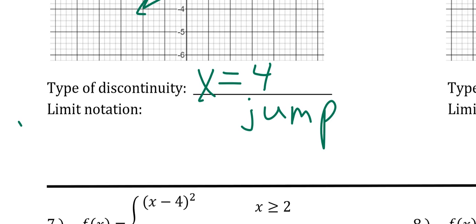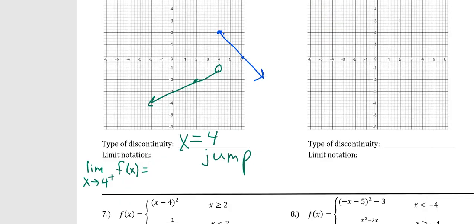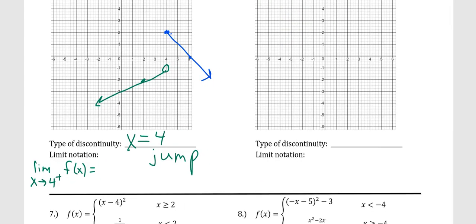we need to refresh our memories. So the limit as x approaches 4 from the right. What's the limit as x approaches 4 from the right? What is it? As you're getting closer and closer to 4 from the right, what's the y value? 2. That's right. You can see you're getting closer and closer to a y value of 2.